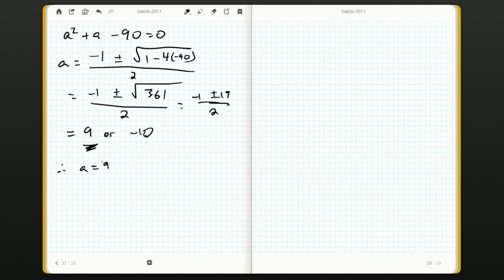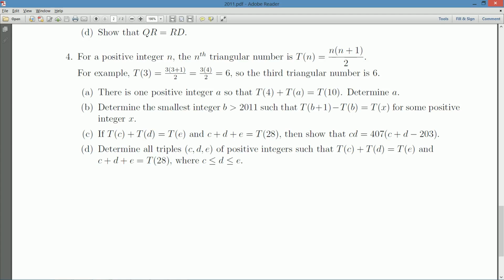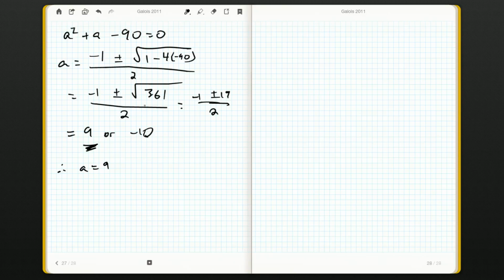Okay. So we have the 9 and we have the necessary steps explaining why A is equal to 9. Okay. B part. Determine the smallest integer B greater than 2011, another instance of the year of the contest jumping up, so that T(B+1) minus TB, so the B plus first triangular number minus the Bth triangular number, is equal to the Xth triangular number for some positive integer X. Well, let's set up an equation. We don't quite know what X is, but we're going to have a bunch of stuff in B here.